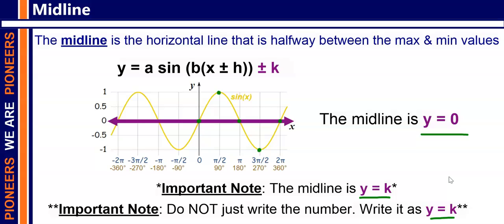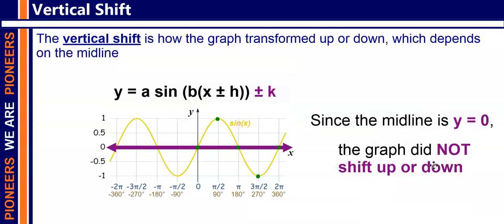Midline is where we want to start from. It is the easiest thing to identify because it is literally the horizontal line that is halfway between the max and min values. Remember that the midline is always y equals whatever that number may be. So if you are given a graph, just try to find the halfway point horizontally, and wherever that is on the y, it is y equals that number. So for example here, y equals 0, so you put 0 at the end. Do not just write the number, it is y equals whatever that number may be.